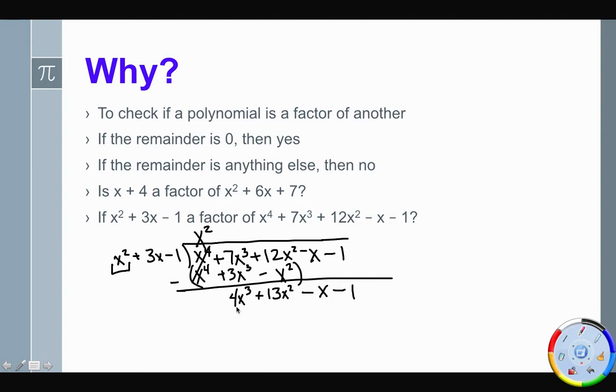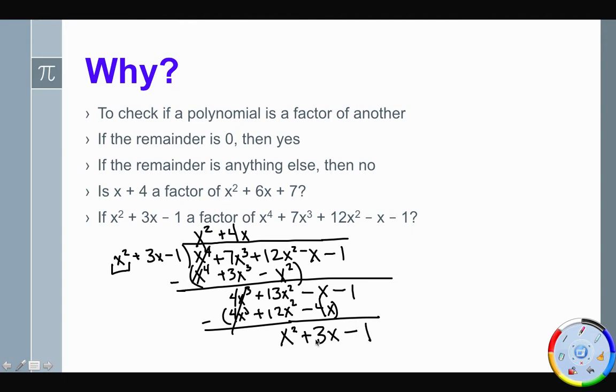Next part, x squared times what gets me 4x cubed? That's going to be a plus 4x. 4x times x squared is 4x cubed. 4x times 3x is a 12x squared. And 4x times negative 1 is negative 4x. And again, we are going to subtract. Those go away. 13 minus 12 is 1. Negative x minus a negative 4x is plus 3x. And I drop a 1.